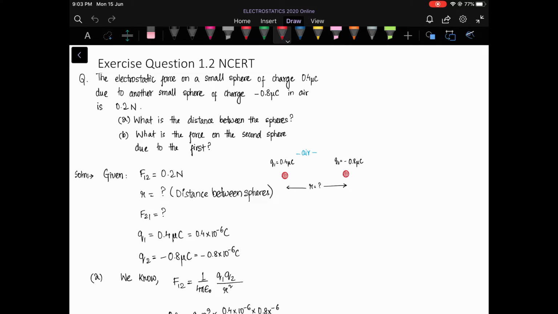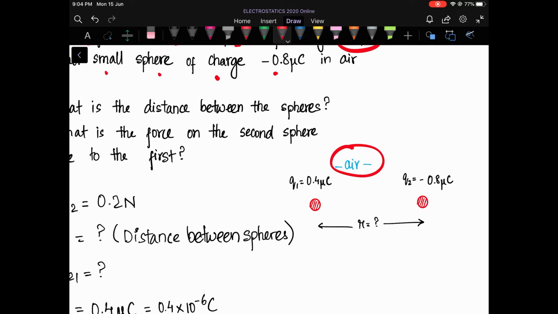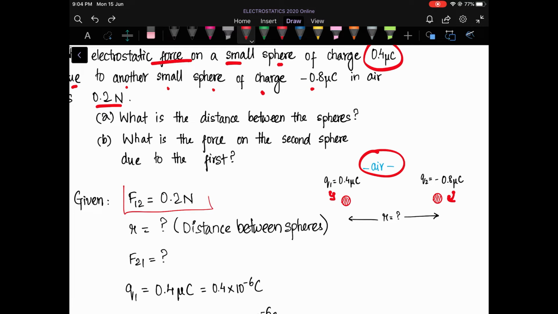The next question is your NCERT 1.2. The electrostatic force on a small sphere of charge 0.4 microcoulombs due to another small sphere of charge minus 0.8 microcoulombs in air is found to be 0.2 newtons. So you can see we have a medium air, we have 2 point charges Q1, Q2, one is positive and one is negative. Force between the two of them has been given.